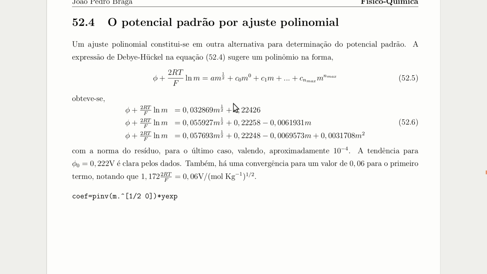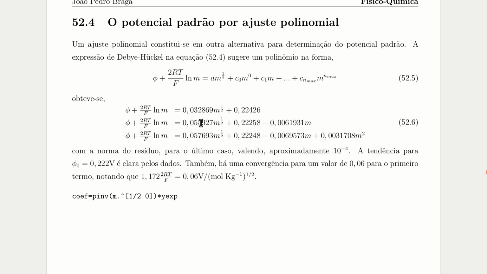You see, with two terms, which are actually the Debye-Hückel approximation, I got these coefficients. I have used this code, and I'm going to explain next how to use it. With three terms, I got that, and so on. But there is a clear tendency for this coefficient, which is actually the reference cell potential, to go to 2, 2, 2 something as before. See, around 2, 2, 3 and 2, 2, 2.